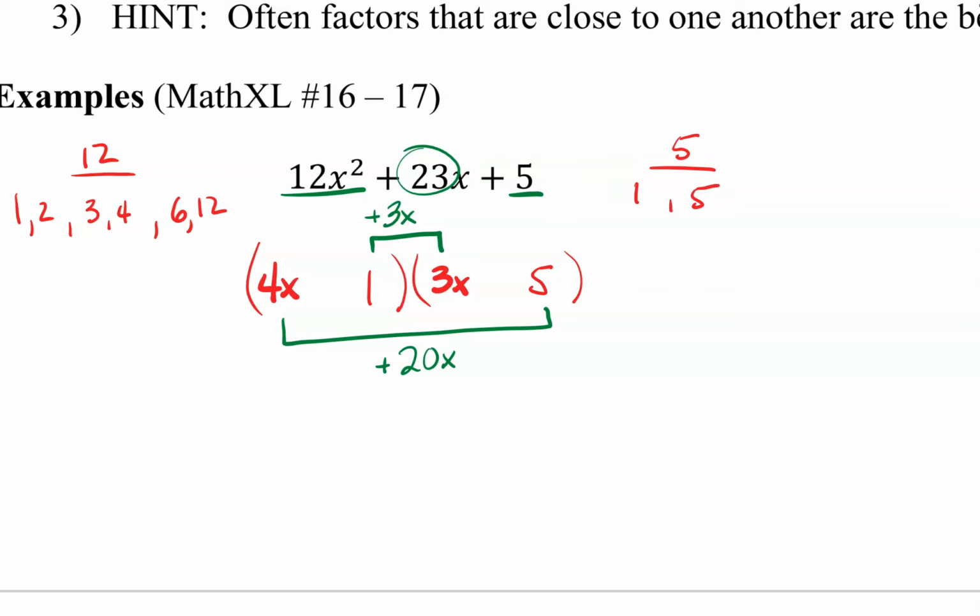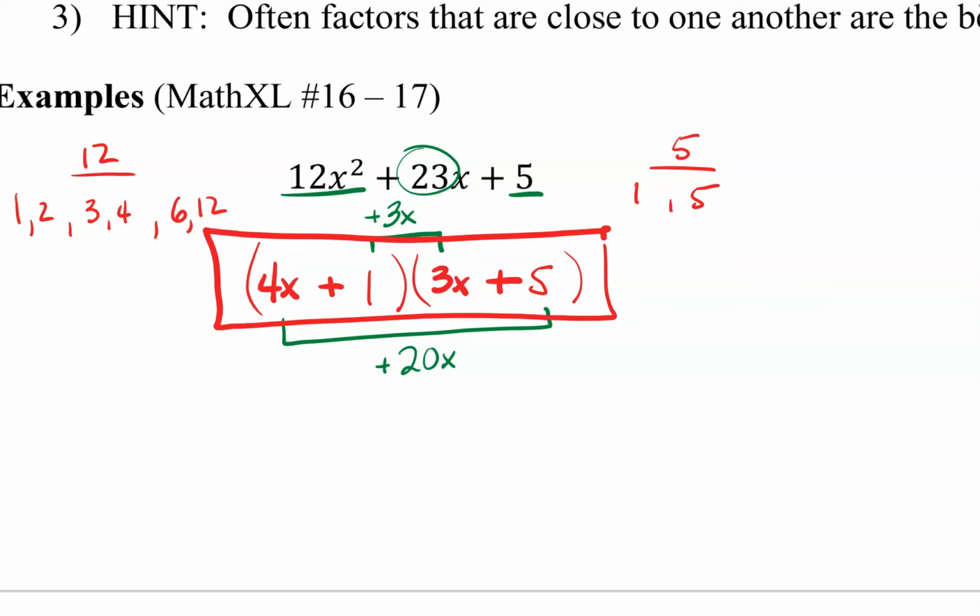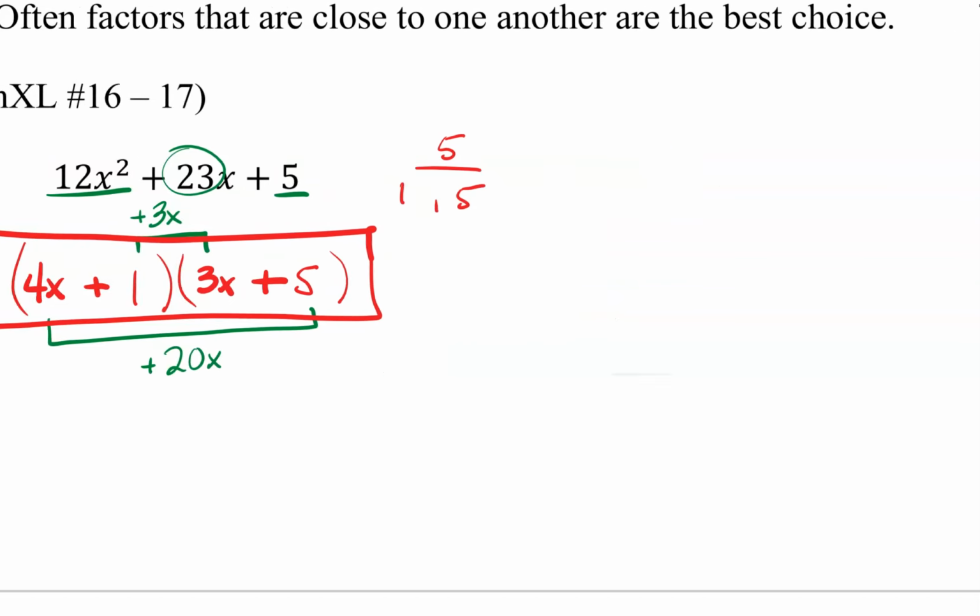And the only way that I can get a positive 20x in this multiplication is if I had a 4x multiplied by a positive 5. And the only way that I can get a positive 3x is if I take this 3x and multiply it by a positive 1. So with that guessing and checking method, we've now been able to establish the factor pairs of this polynomial. We could FOIL this back together and check our work just like we did with our other examples.